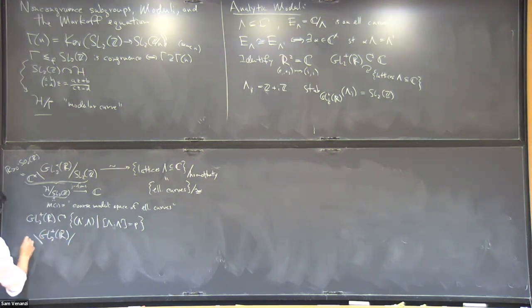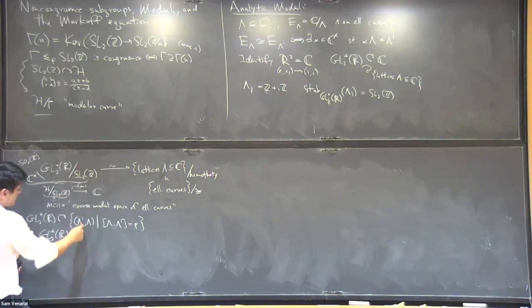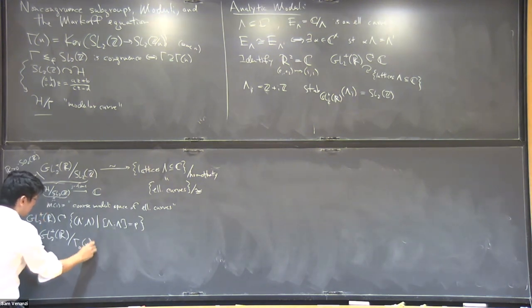And then what you'll get is GL2 plus R. Accounting for homothety forces you to introduce this mod C cross. And in this case, instead of modding out by SL2Z, if you do the calculation, you'll end up modding out by Gamma_0(p).